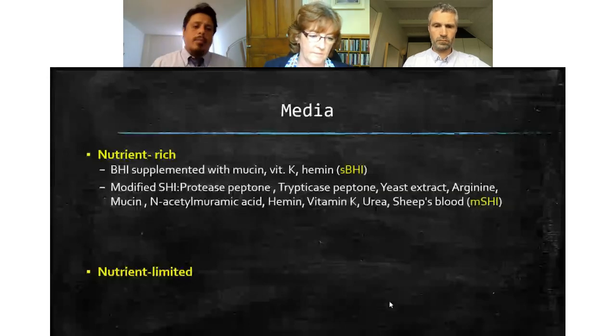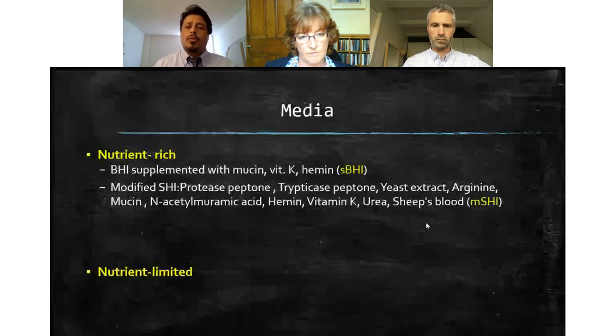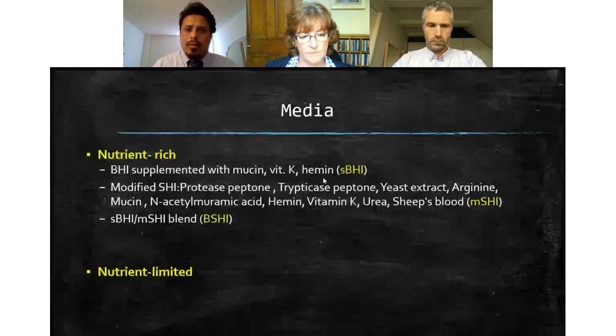Modified SHI, this medium has been used comprehensively in studies on developing oral microbiome models, and it includes these components. But we just changed the formulation a bit, so we called it modified SHI. Based on preliminary work, we found that these two media support the growth of different groups of bacteria. So we thought maybe by blending the components from both, we would be able to maximize the diversity of our in vitro microbiomes.